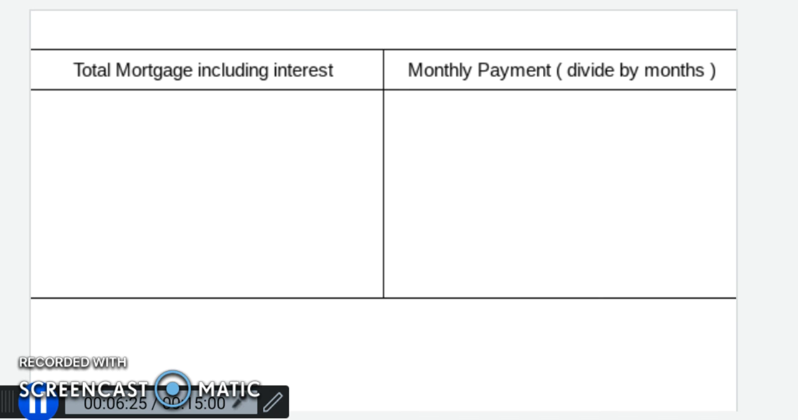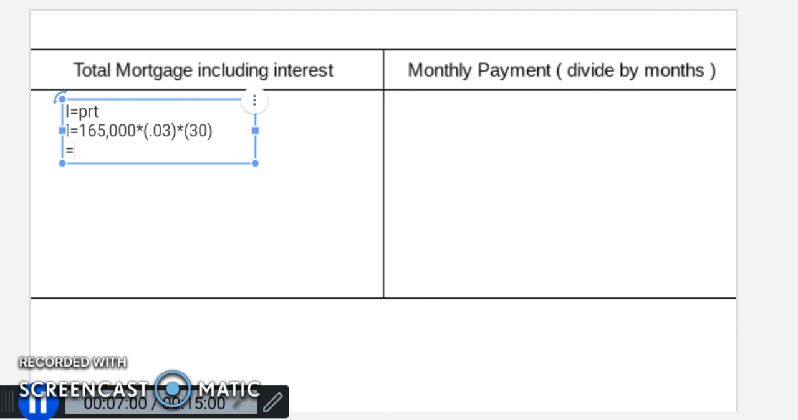So again, your I equals PRT. Your principal is going to be that 165,000, times our rate of 0.03, times your time, and that is going to be a 30-year mortgage, which will give us an interest of $148,500. So go ahead and add that to your principal and see what you get.